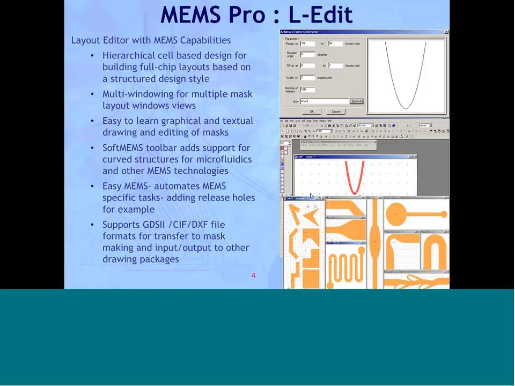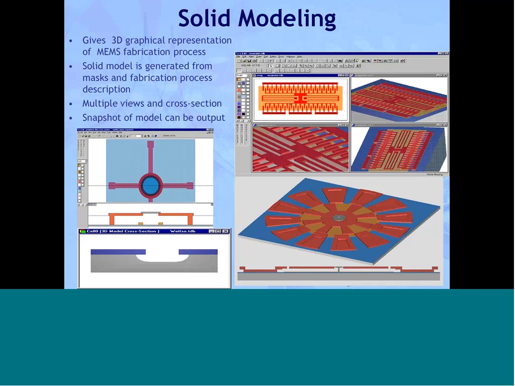And the output is, as I described before, we need to send to the fabrication house so we can export GDS, we can export CIF, we can export DXF, and we can also read these formats in. So you can come from other tools into our suite, and you can also export right directly to the foundry. A lot of MEMS foundries are familiar with our tools and take our formats directly.